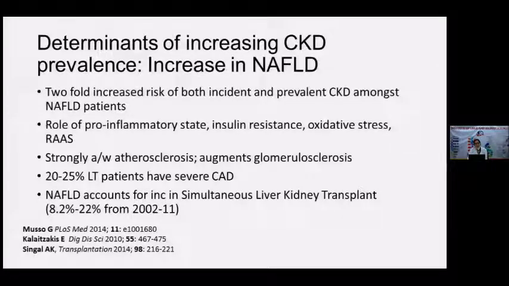Increase in NAFLD. There is a twofold increased risk of both incident and prevalent CKD amongst NAFLD patients. There is a role of pro-inflammatory state, insulin resistance, oxidative stress, and RAS. It is strongly associated with atherosclerosis, which augments glomerulosclerosis. 20 to 25% of liver transplant patients have severe CAD, and NAFLD also accounts for an increase in simultaneous liver-kidney transplant. That was 8.2% in 2002 to 22% in 2011.